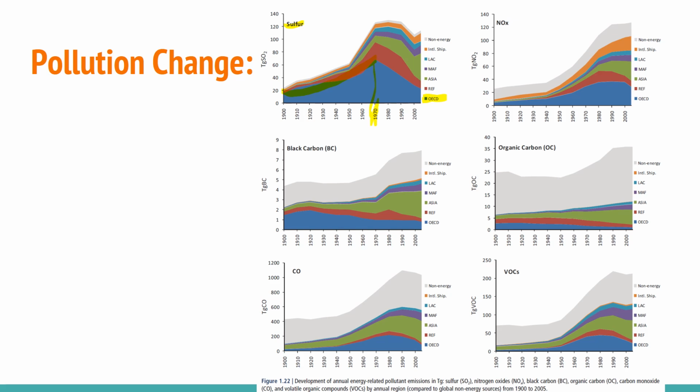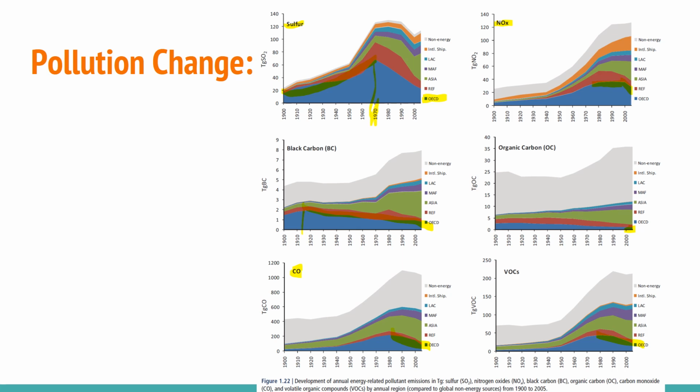In NOx, that is usually coming out from cars, you see the OECD countries stabilized in the 70s, and now we have even a little decrease here. Black carbon has been going down for a long time, because people see that, they don't like that. Organic carbon is very low now in OECD countries. Carbon monoxide is also going down, and other chemicals are also going down. But that's not true for the whole world.